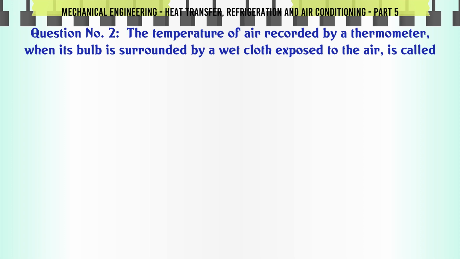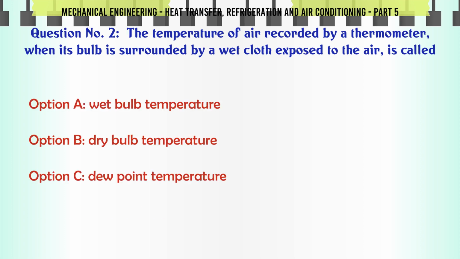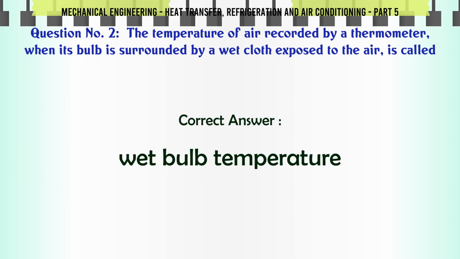The temperature of air recorded by a thermometer when its bulb is surrounded by a wet cloth exposed to the air is called A. Wet bulb temperature. B. Dry bulb temperature. C. Dew point temperature. D. None of these. The correct answer is wet bulb temperature.